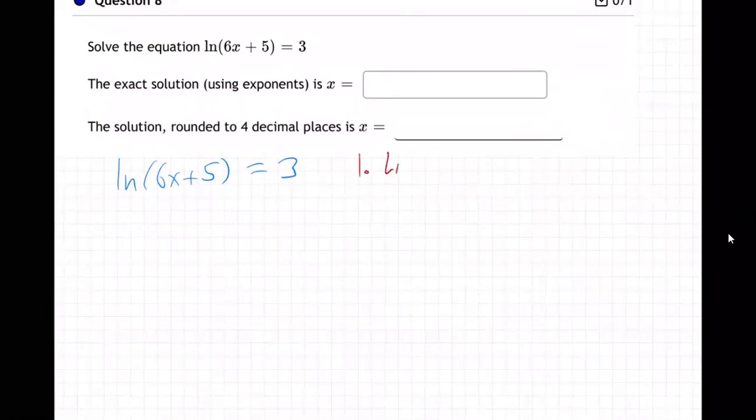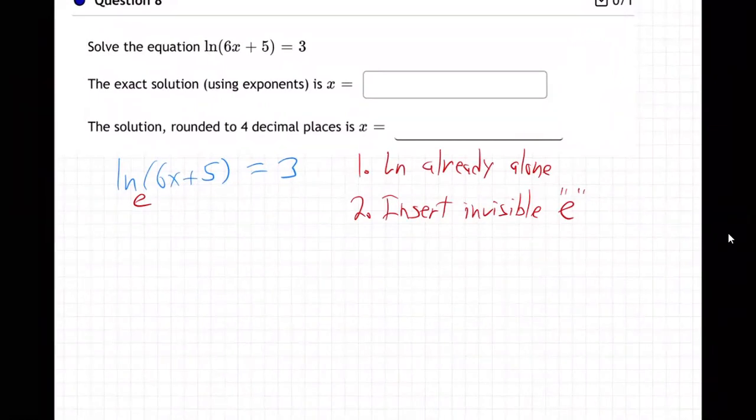Step 1, natural log is already alone. Step 2, insert the invisible e, which is right there, right? Because remember, every log really has a base. And even if it's not showing the base, it's really there invisibly. And so for natural log, ln, it's an e. I think you remember that.